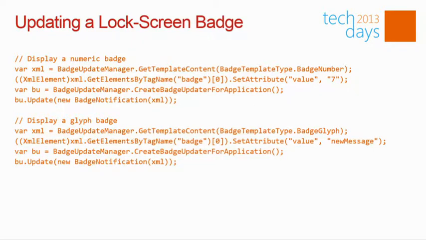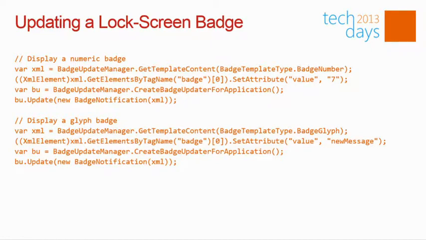Once you are on the lock screen, when your background task executes, if you want to update the badge for your app on the lock screen, you do it the exact same way you update the badge on your primary tile. In fact, you may recall this is the code that I cut and pasted earlier in that first demo that I did to update my application's tile. So to update the lock screen, you just treat the lock screen as if it were your application's tile.